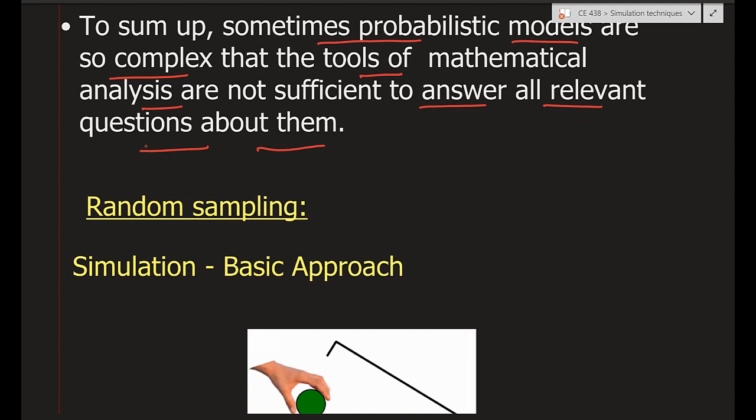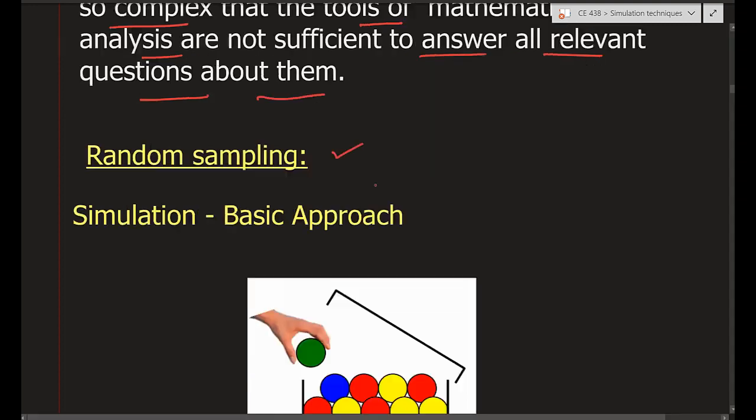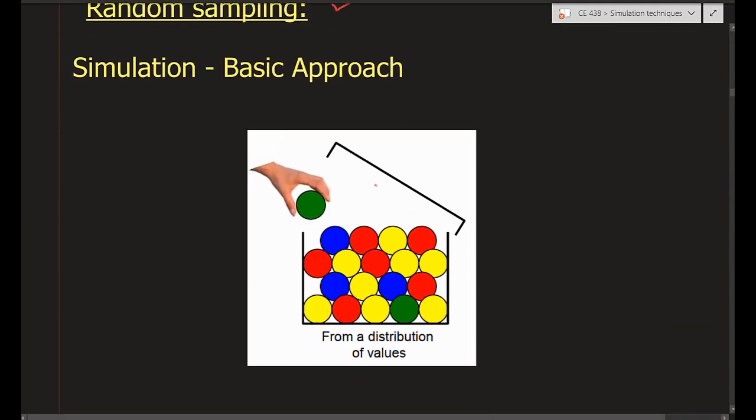So let's come to this and discuss a little bit more about random sampling. To illustrate any kind of simulation, this figure basically illustrates how we simulate. Let's say we have a bag that contains a large number of balls, and there are various colors of balls. So we can pick one ball at a time, and let's say this bag contains an infinite number of balls, so we can pick one ball at a time.